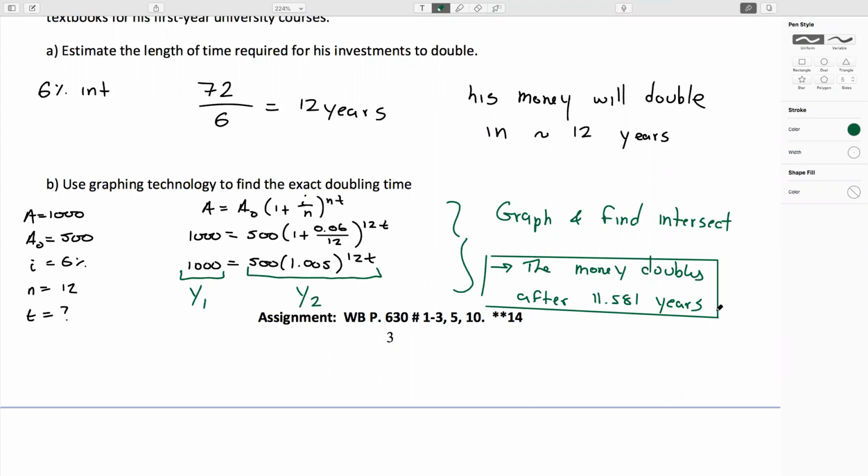So that's where I'm going to stop things today. I've got some questions for you to try. They're based out of the workbook, page 630, questions 1 to 3, 5, and 10. 14 is an interesting question. It's about credit cards and their compounding periods. If you've got the time and you've got the interest, you can try it, but treat it like a bonus question. It's just an extra question to give you a little bit more practice.